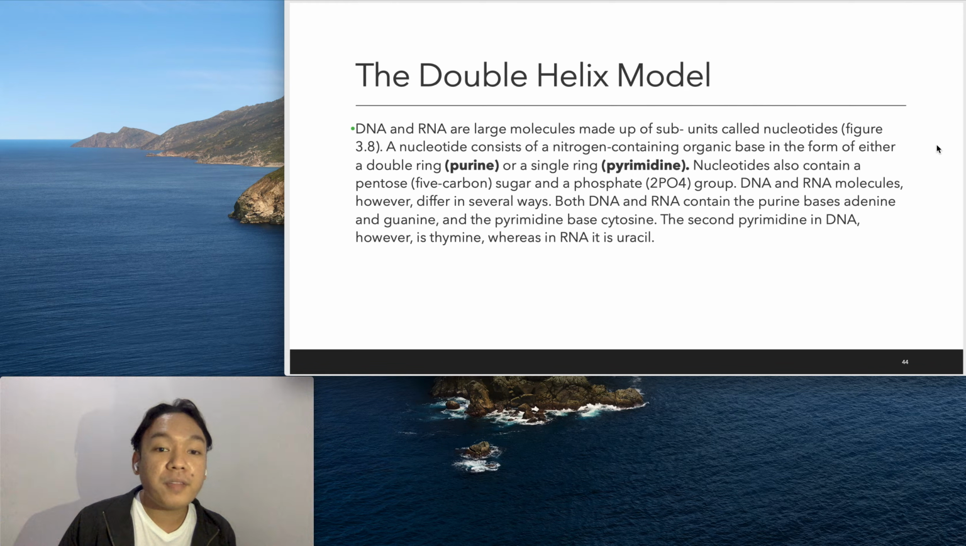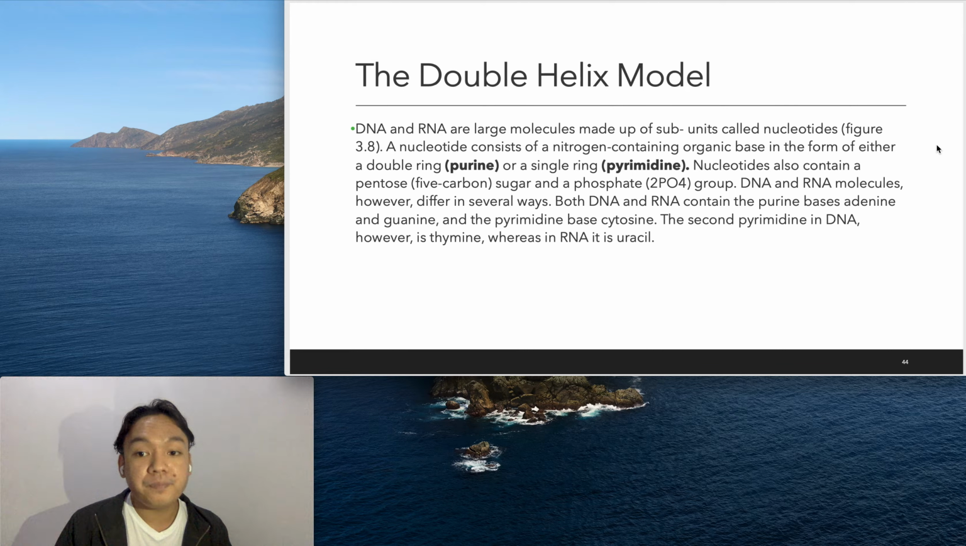We will talk about the molecules that are participating in reproduction. Both the DNA and the RNA are large molecules. We call them nucleotides. A nucleotide has a nitrogen-containing organic base in the form of either a double ring or a single ring. A double ring we call a purine, and a single ring is a pyrimidine. Nucleotides also contain a pentose, or a 5-carbon sugar, and a phosphate group.